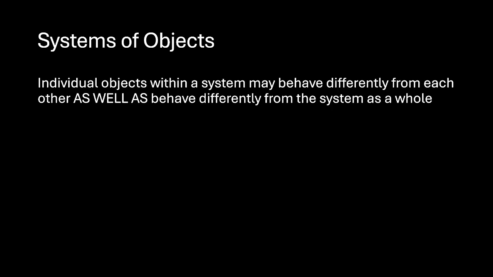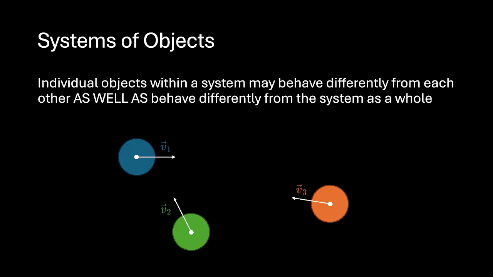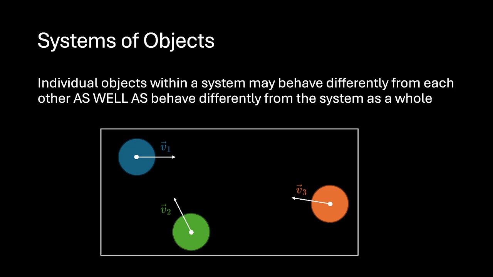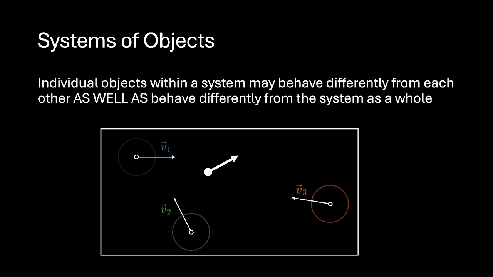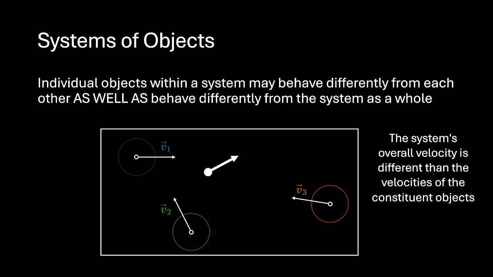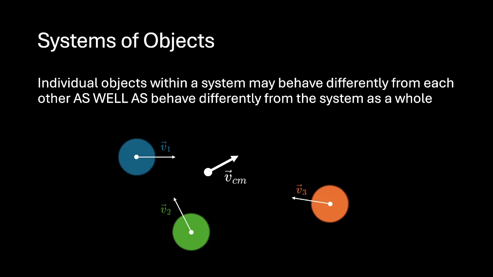Individual objects within the system may behave differently from each other as well as behave differently from the system as a whole. So let's say we have this system of three objects. We're defining it as a single system. The overall velocity of the system is indicated in the bold arrow, the vector. But notice how the system's overall velocity is different from the individual constituent velocities of each object. And we can label this as the velocity of the center of mass.